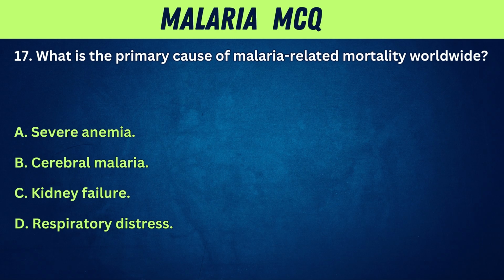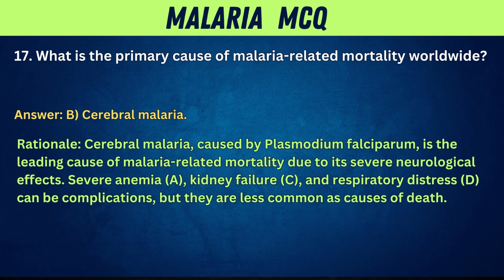17. What is the primary cause of malaria-related mortality worldwide? A. Severe anemia. B. Cerebral malaria. C. Kidney failure. D. Respiratory distress. Answer: B. Cerebral malaria. Rationale: cerebral malaria, caused by Plasmodium falciparum, is the leading cause of malaria-related mortality due to its severe neurological effects. Severe anemia, A, kidney failure, C, and respiratory distress, D, can be complications, but they are less common as causes of death.